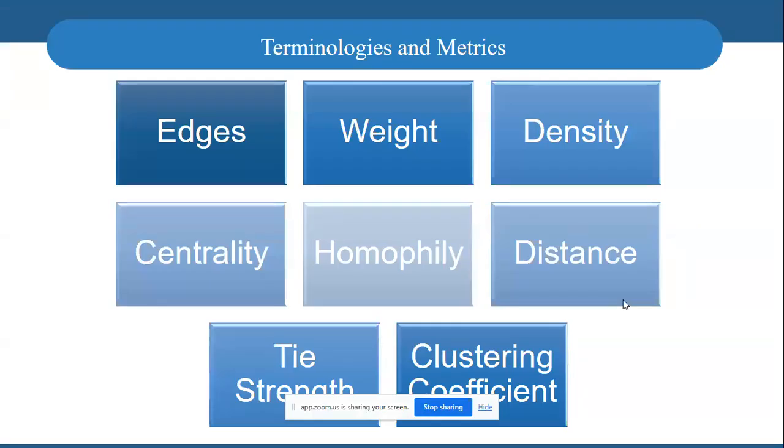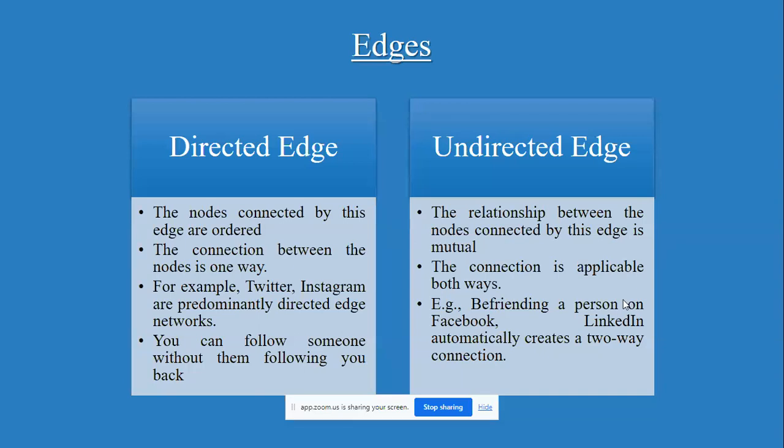So these are the basic terminologies which we need to study while analyzing social networks. First, which is most important, edges. Edges are of two types: directed edge and undirected edge. We all know that a directed edge involves a direction. The connection between the nodes will be one way, from one node traveling to another node, but the connection is not mutual.